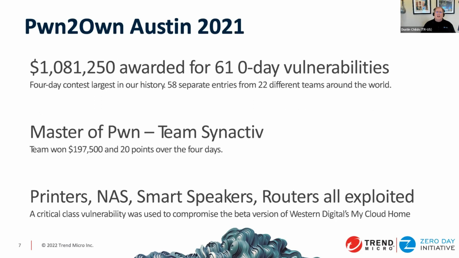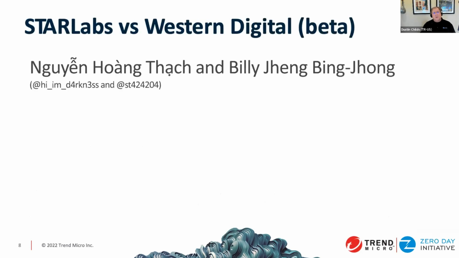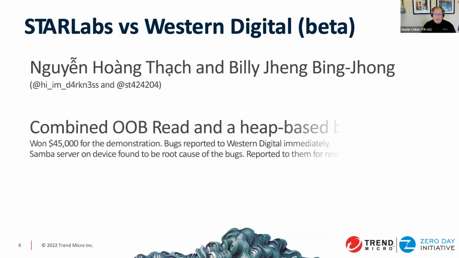They found a critical class vuln that was used to compromise the MyCloud Home. So this was Star Labs, and I'm not going to say these names because I messed them up. But Wen and Billy, that's how I refer to them, because I can get that part of it. Everything else, I just leave alone. They're the team that took a look at Western Digital Beta, and they compromised it. They combined an out-of-bounds read along with a heap-based buffer overflow, a couple different bugs.